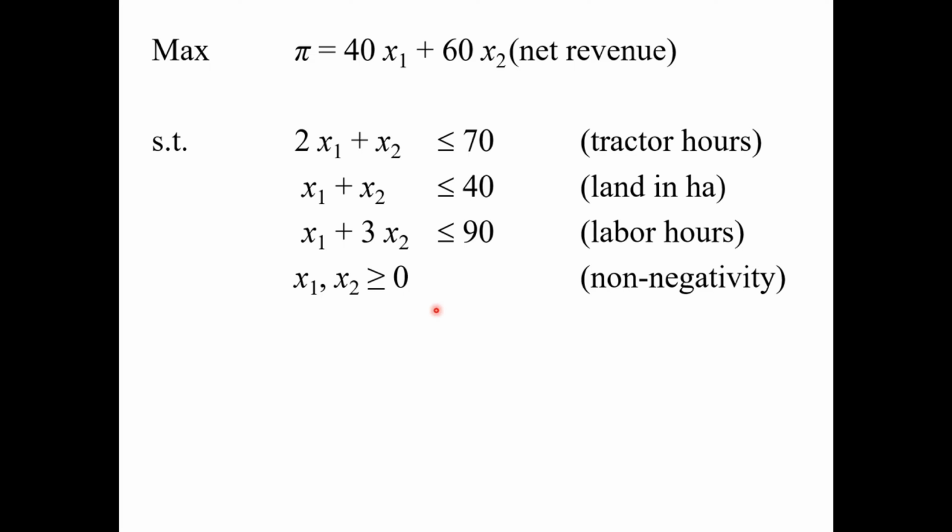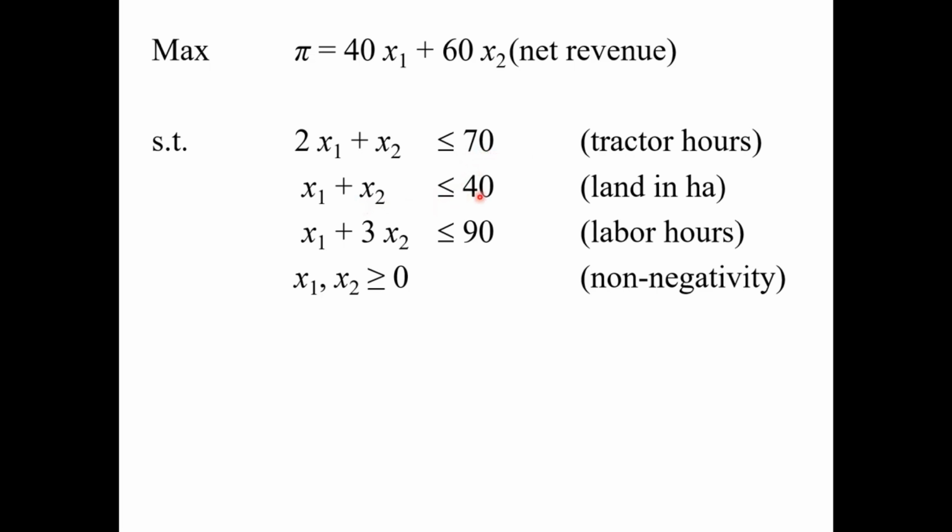And here's what we do. We have net revenue, which we've denoted with this pi, is 40x1 plus 60x2, where x1 and x2 are the amounts of land allocated to wheat and canola respectively. 2x1 plus x2 is less than or equal to 70. That's your tractor hours.